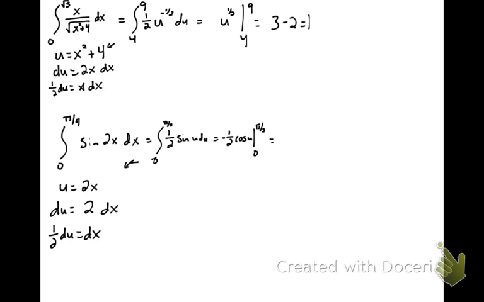The cosine of pi halves is 0, so this will be 0 minus, the cosine of 0 is 1, and 1 times negative 1/2 is negative 1/2. So the overall value of this will be positive 1/2. We'll consider 3 more.